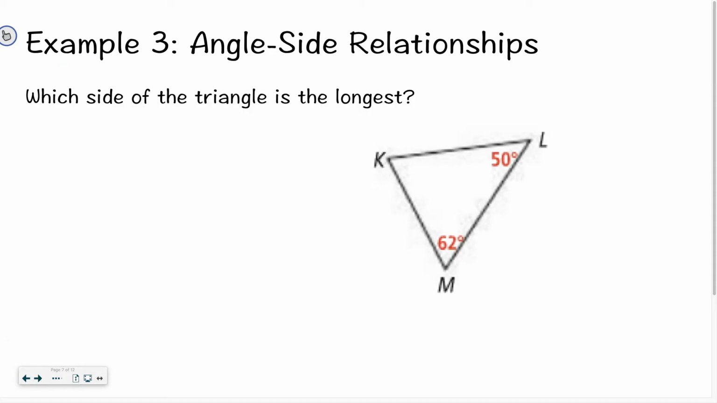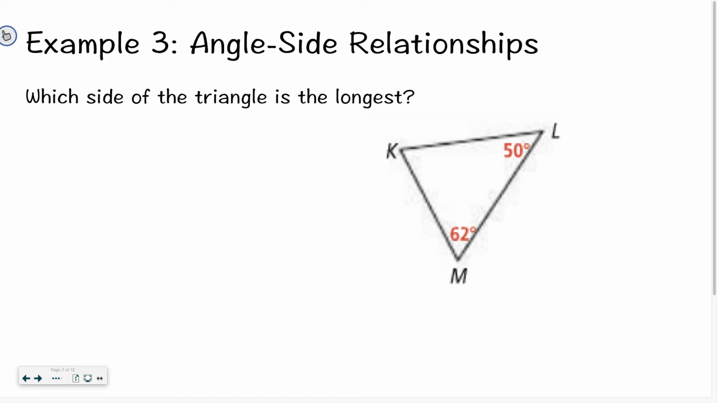So, example 3, if we look at the angle-side relationship, which side of the triangle is the longest? The way that I would look at this is that first I need to know what all 3 of the angle measures are. I know there's 180 degrees in the triangle, so if I subtract 62 and 50 from 180, I'm left with 68 degrees for that last angle. So I can say opposite of angle K is little k, opposite of angle M, I'm going to do a little m, opposite angle L, I'm going to do a little l.